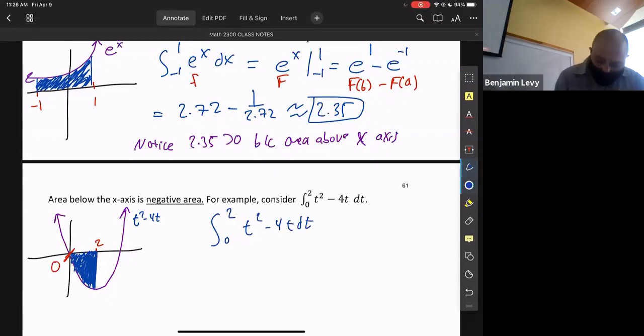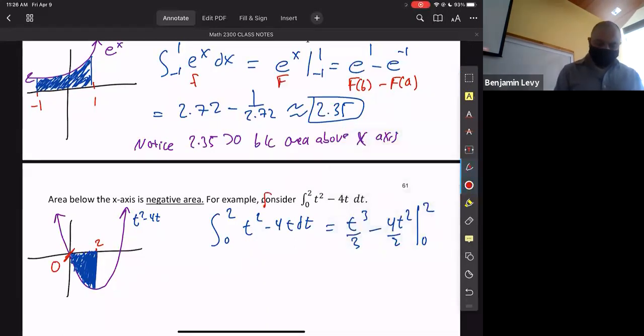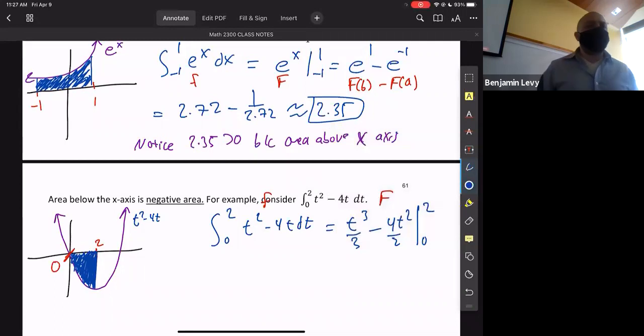What I like to call the anti-power rule: add 1 to the power, divide by it. Add 1 to the power, divide by it. And then we're going to plug in 0 to 2. Just note this one more time: started with little f, end up with big F. Is that okay? Questions about that anti-power rule at all?